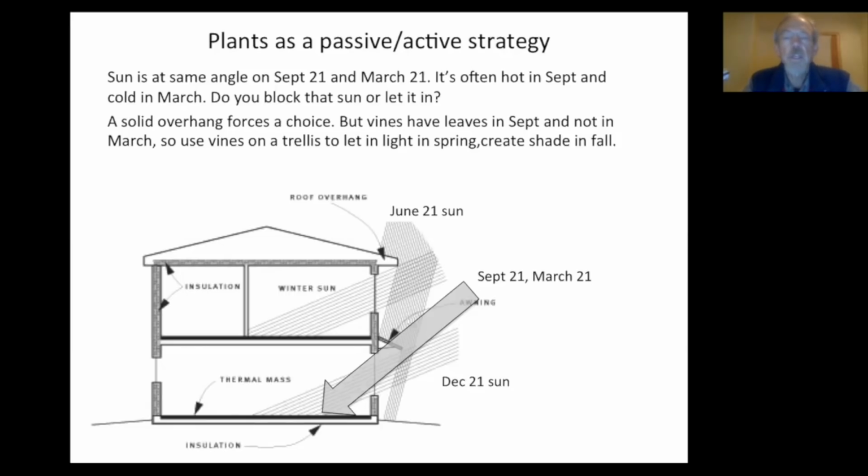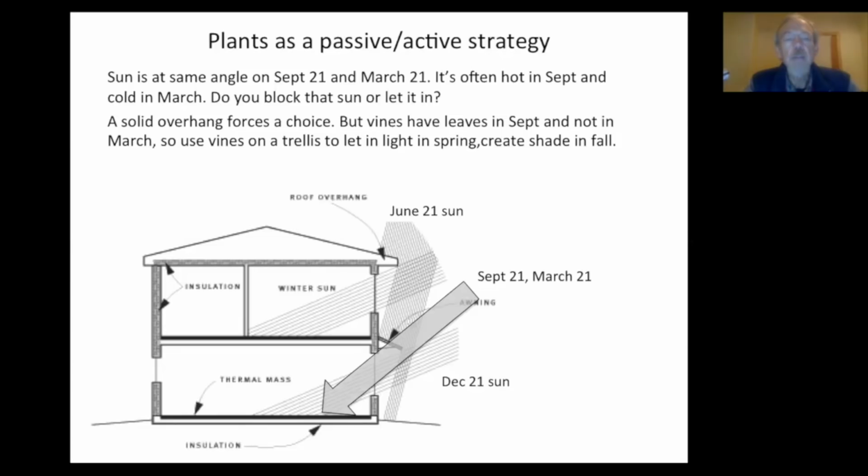Winter and summer are pretty much an easy decision to make, but in the spring and fall, the sun is at the same angle on those two dates, September 21st and March 21st, except that it's often pretty hot in September if you're not too far north, but it's still usually pretty darn chilly in March. So which do you choose? Do you want to block the hot summer sun, which would also block the nice warming March sun?